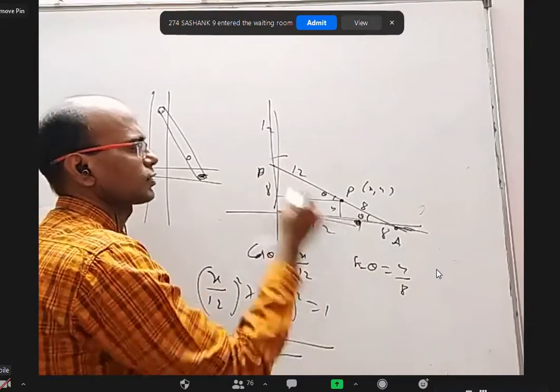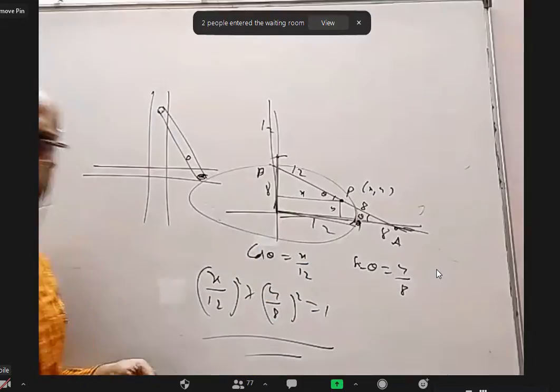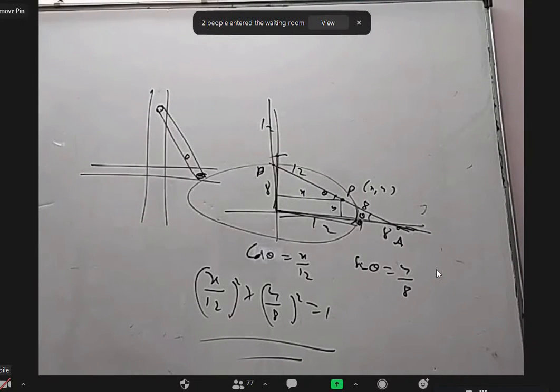So when it is here, this is 12. When it is here, this is 8. This is 12, this is 8, and that is only the ellipse. Right? Yes. I can do it by section formula, taking a comma 0, 0 comma b, but this is easier.